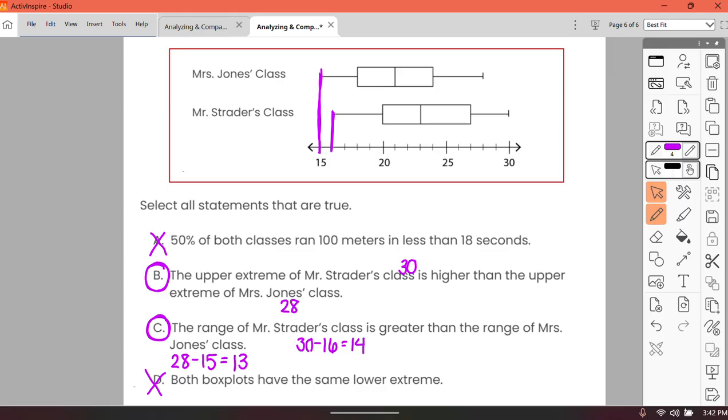And that's pretty much everything you need to know about analyzing and comparing box plots. Of course, the people who make tests can always dream up new ways to ask you questions, but if you can answer these, you can probably tackle anything that they're going to give you or dream up.